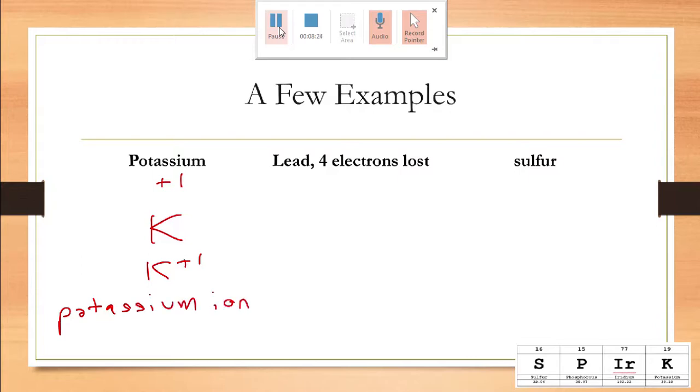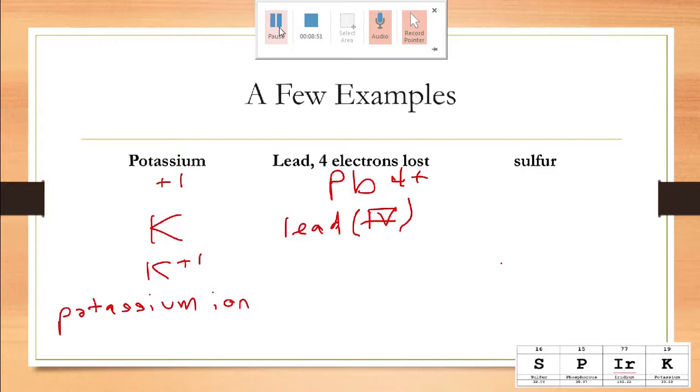So our next example is lead, which we know the symbol is Pb, and it tells us that we have lost 4 electrons. So that means that our charge is going to be 4+. So Pb4+ is going to be written as lead with the Roman numeral 4, and a 4 is IV.